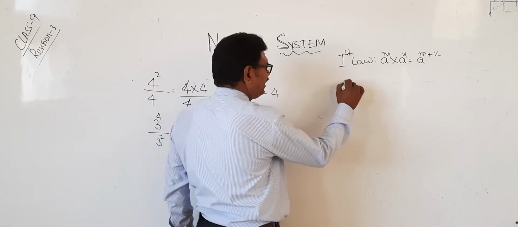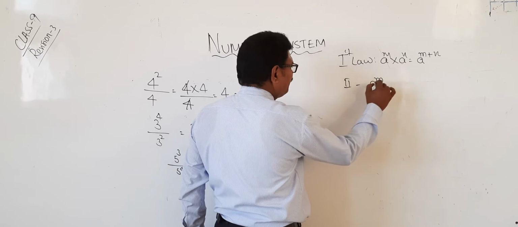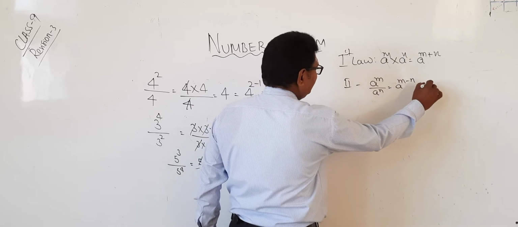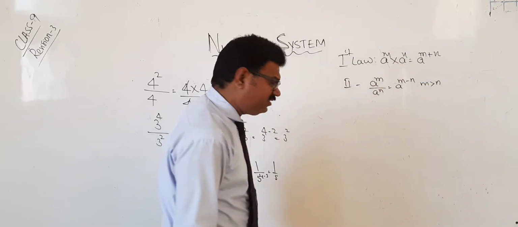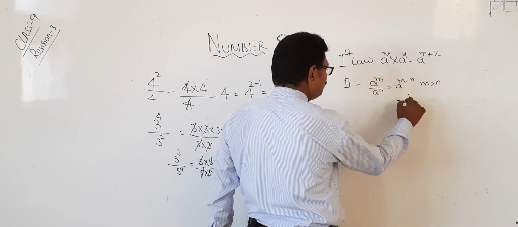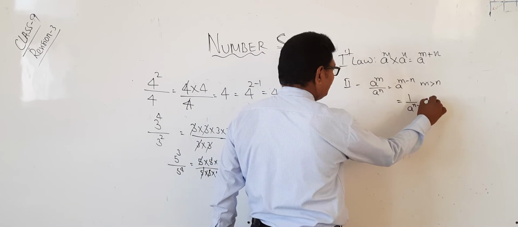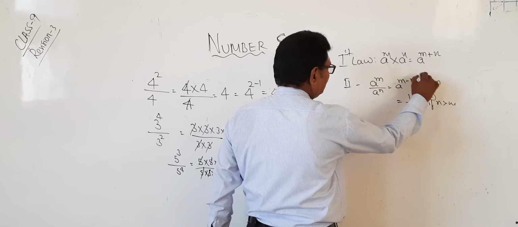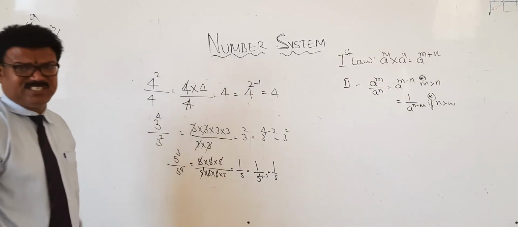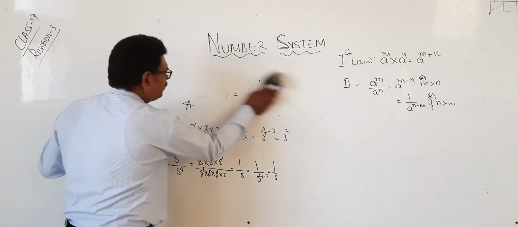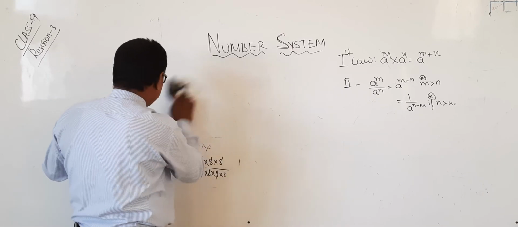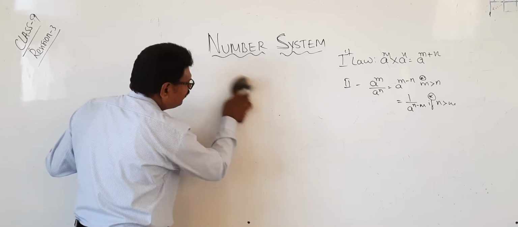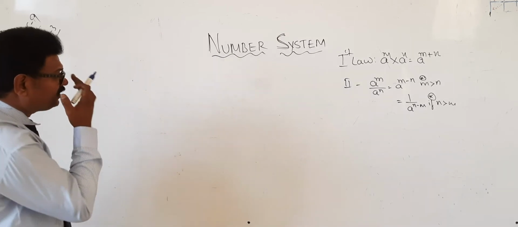Therefore, in general we can write a to the power of m divided by a to the power of n equals a to the power of m minus n if m is greater than n. Same thing, it equals 1 by a to the power of n minus m if n is greater than m. These two are very important concepts. These laws are very important, because our last exercise is based on these laws only. Before solving that, we should know this.